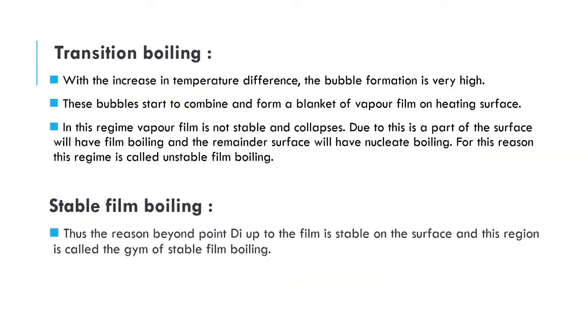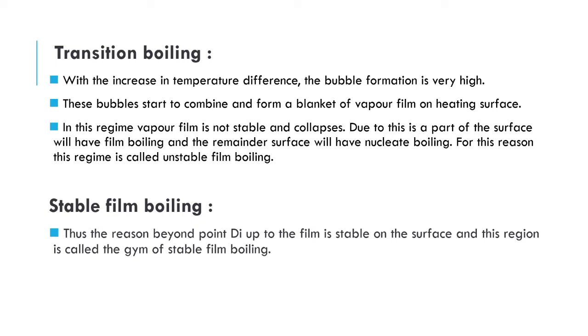Transition boiling. With the increase in the temperature difference, bubble formation is very high. These bubbles start to combine and form a blanket of vapor on the heating surface. In this regime, the vapor film is not stable and collapses. Due to this, a part of the surface will have film boiling and the remainder of the surface will have nucleate boiling. This is sort of a mixture between the two. For this reason, the regime is called unstable film boiling as well.